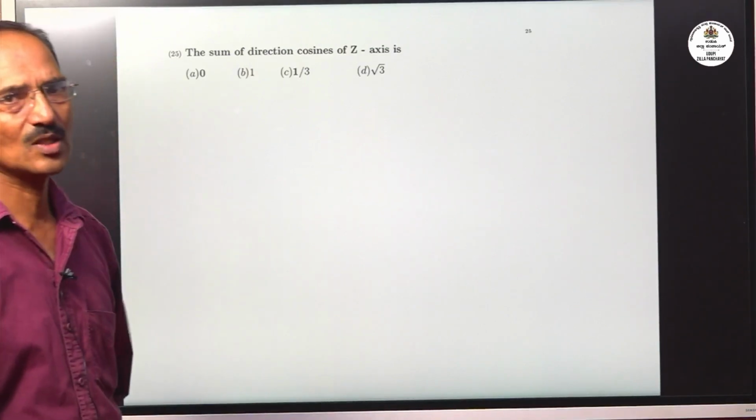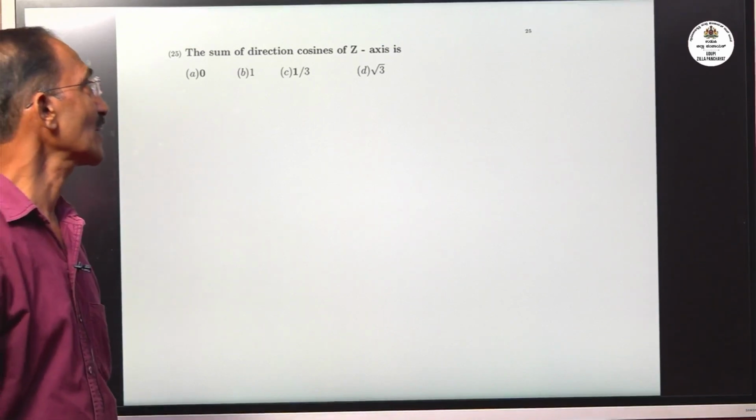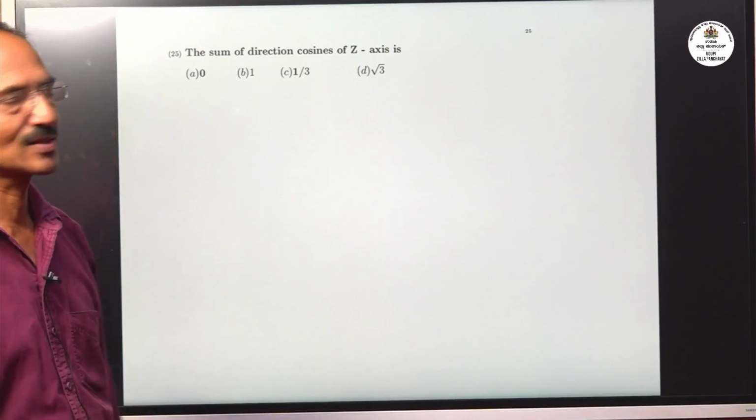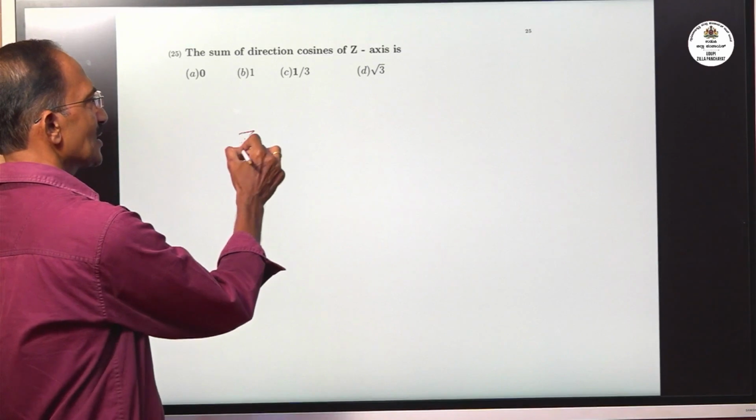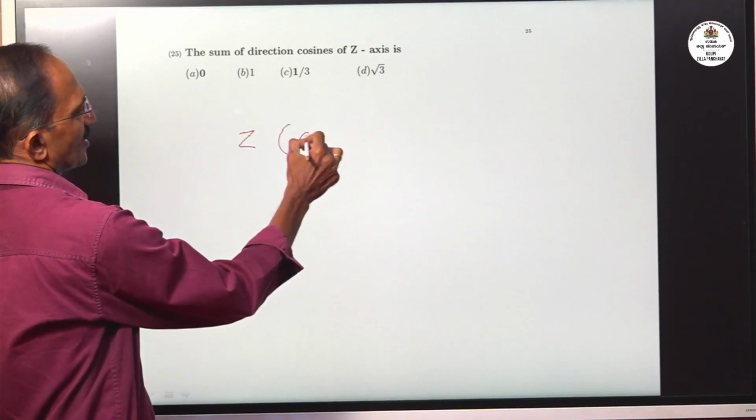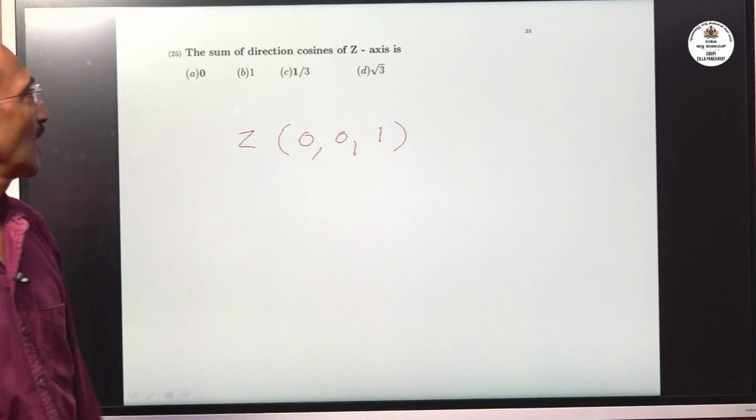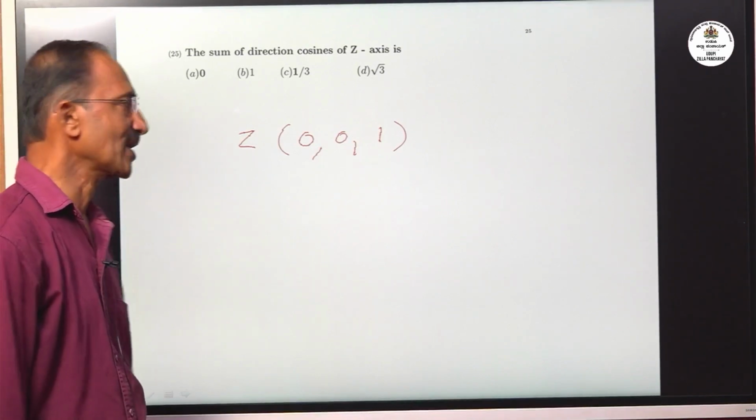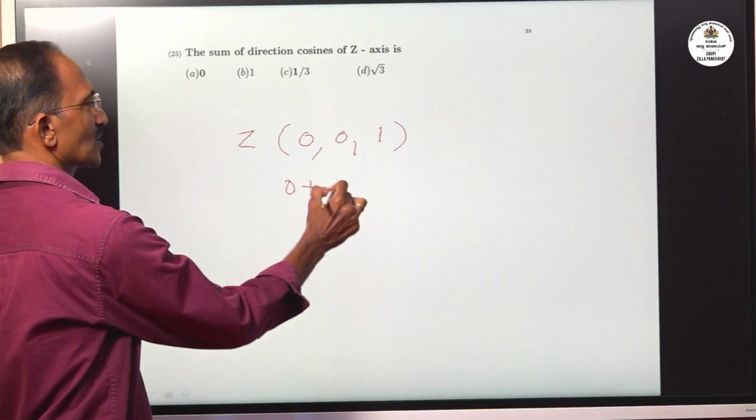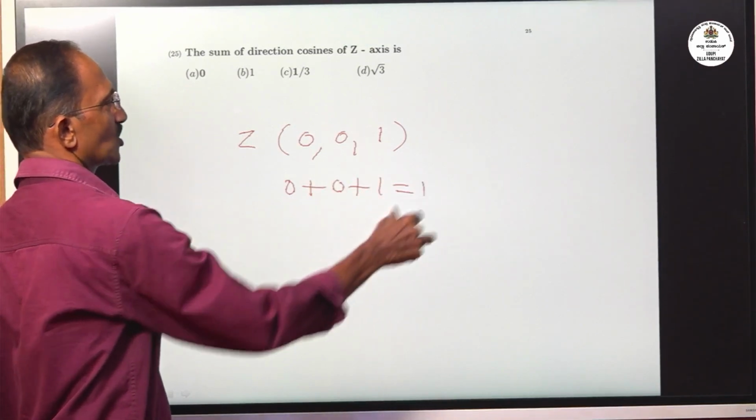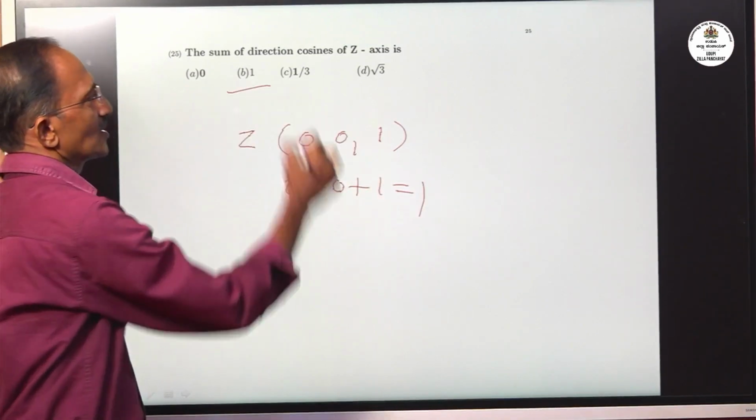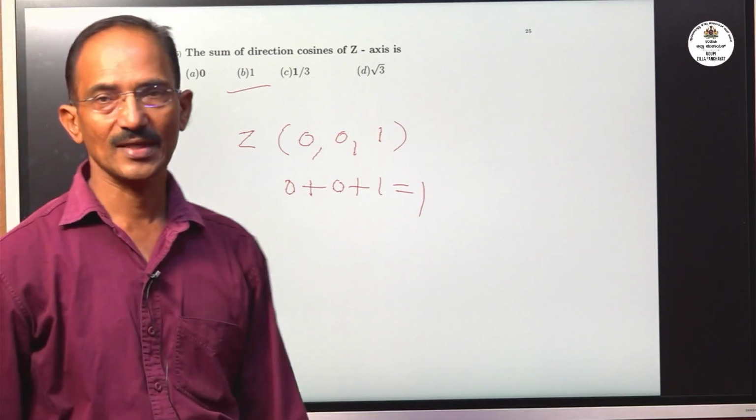So question number 25, the sum of direction cosines of z-axis. So clearly z-axis has direction cosines 0, 0, 1, and they ask what is the sum of direction cosines, that is 0 plus 0 plus 1, which comes to be 1. So answer B is the right answer.